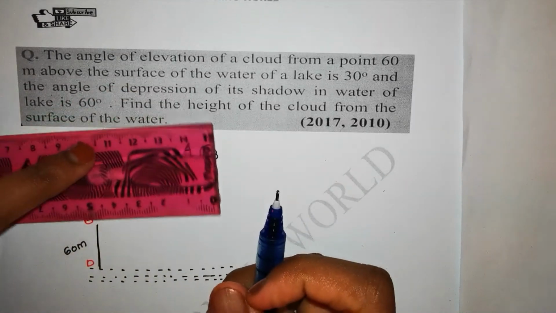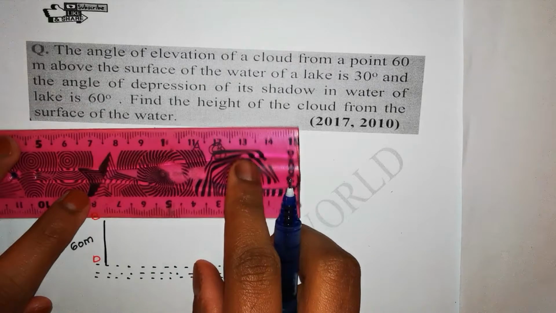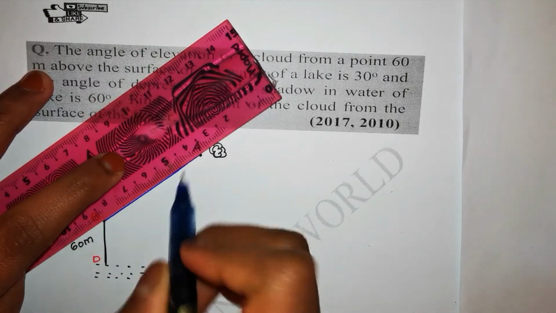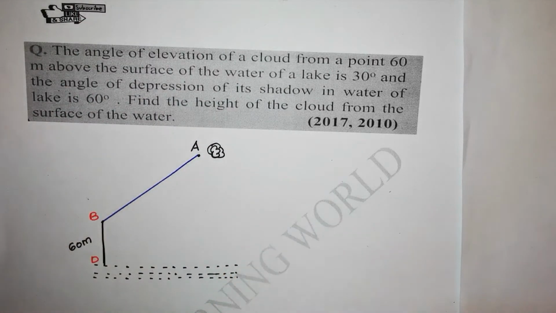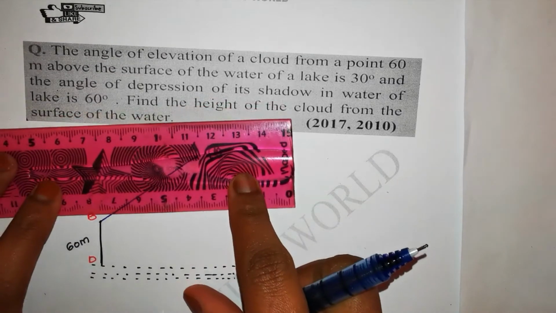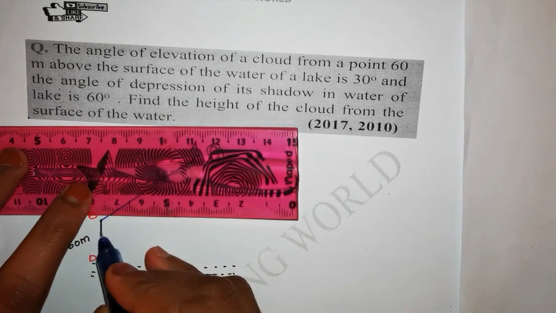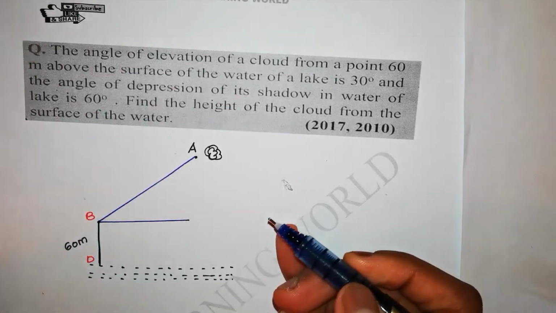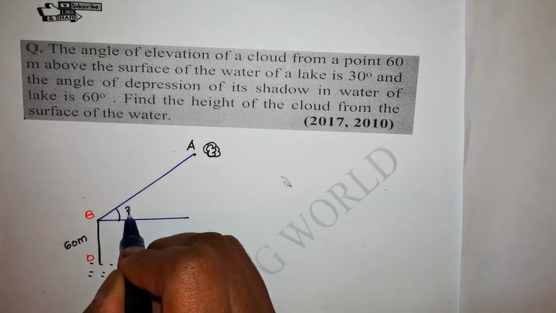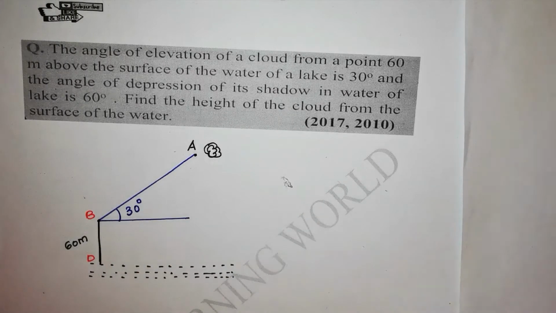Okay students, let's draw the angle of elevation. Let's draw the line of sight. So students, from here the angle of elevation comes. So from here to here, this is a line of sight. For marking the angle of elevation, we want the horizontal also. So let this be our horizontal. So this angle of elevation is given in the question as 30 degree.